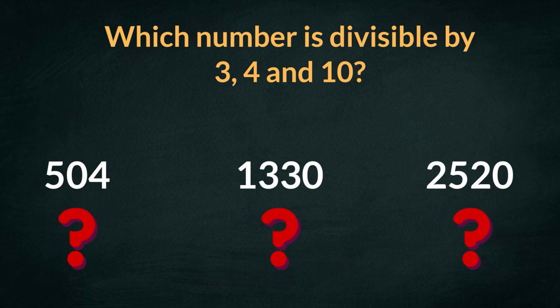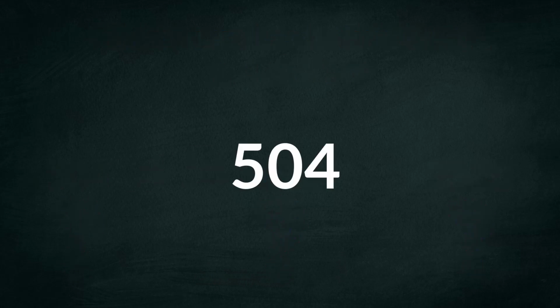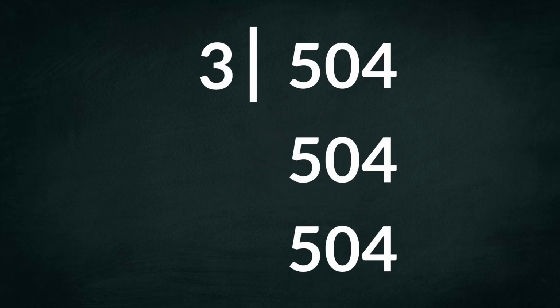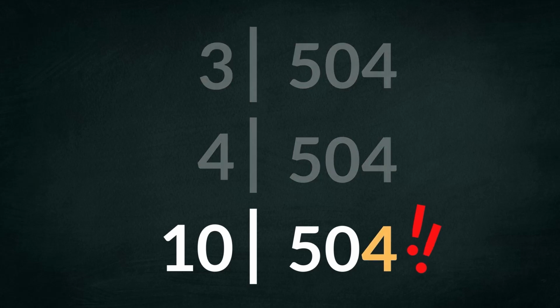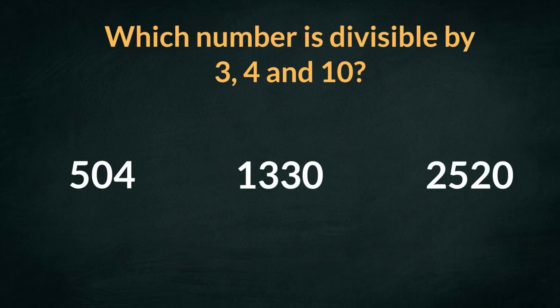Alrighty, are you ready to compare answers? First, we can check out 504 together. Would this number be divisible by 3, 4, and 10 simultaneously? Nope, you know why? Because the last digit is 4, not 0, which is the divisibility rule of 10. Since it isn't divisible by 10, we can cross it out.